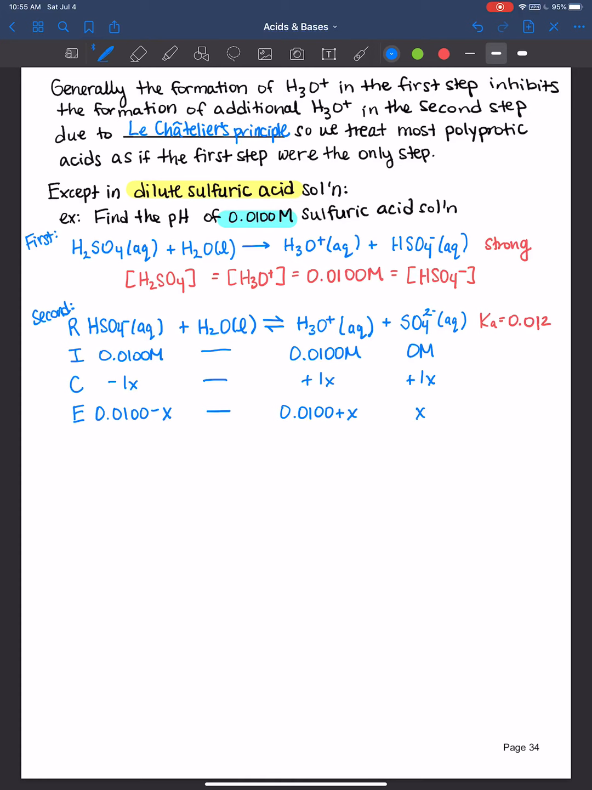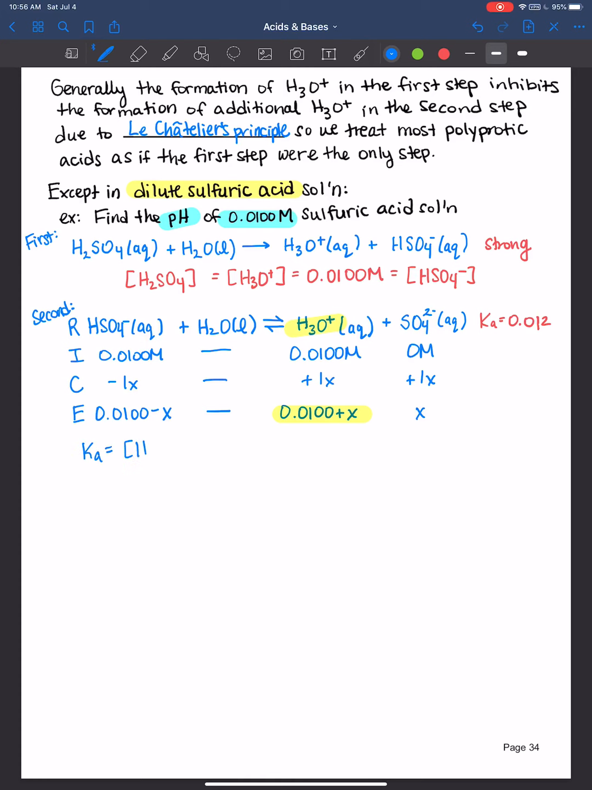Our goal is to find the pH. Right? That's our goal here. We need to find the pH. You can find the pH from the hydronium ion concentration at equilibrium. So not only do we need to find X here, we need to take that and add that to 0.0100 to figure out the total hydronium ion concentration once sulfuric acid has completely dissociated here, and then undergoing that second ionization step there.